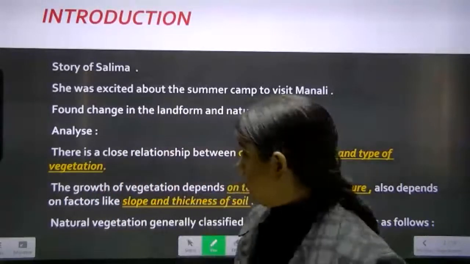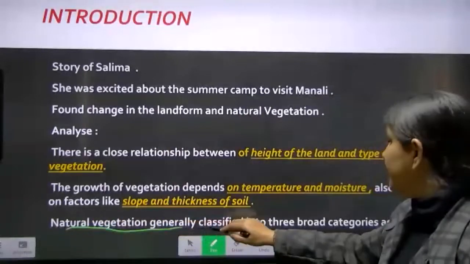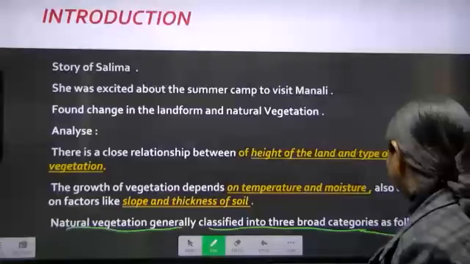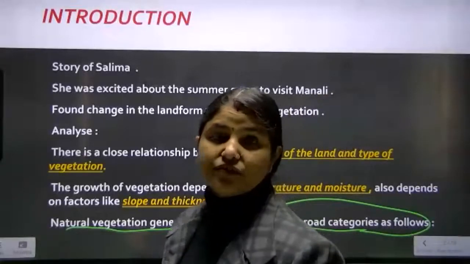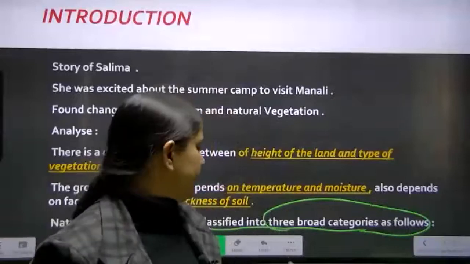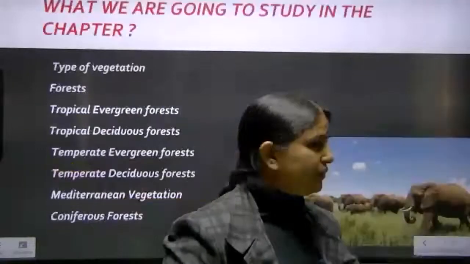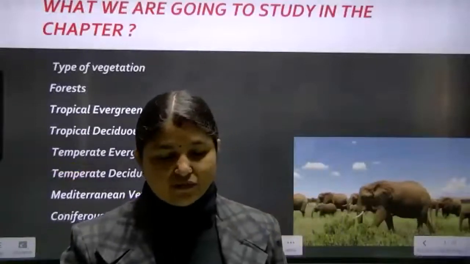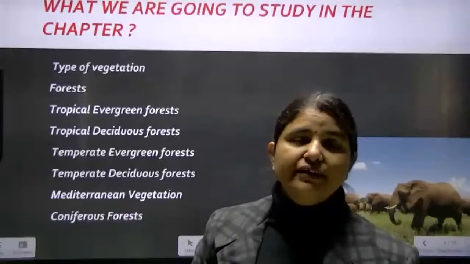Chaliye, now next we will see that natural vegetation is generally classified into three broad categories. Meaning, the natural vegetation we find in our surroundings, we can divide into three categories. Which are those three categories? That we will see: forest, grasslands and shrubs.